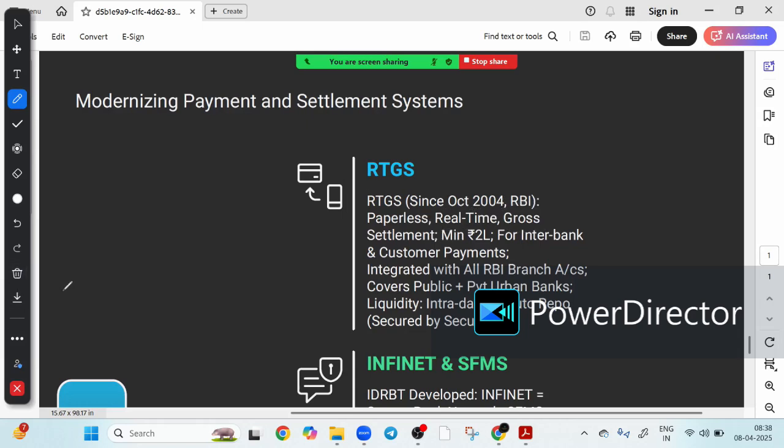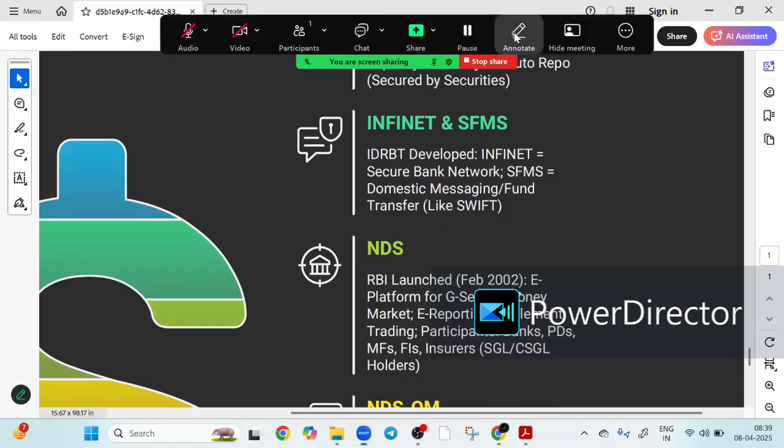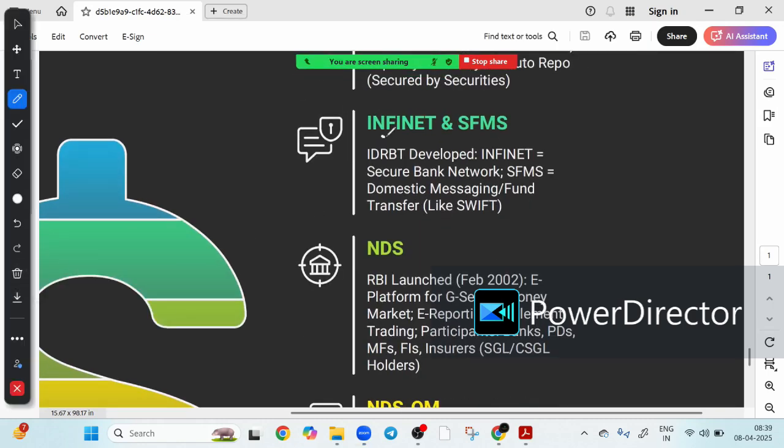And RTGS settles payment in central bank money, that is final and irrevocable, right? It is used for government securities, forex settlement, interbank fund movement, and it is managed by the Reserve Bank of India. Then we have the second thing that is called INFINET and SFMS. What is INFINET? Let's talk about it. So this is a super secure banking internet that is called INFINET, right? It is short for Indian Financial Network. The full form is Indian Financial Network, right?